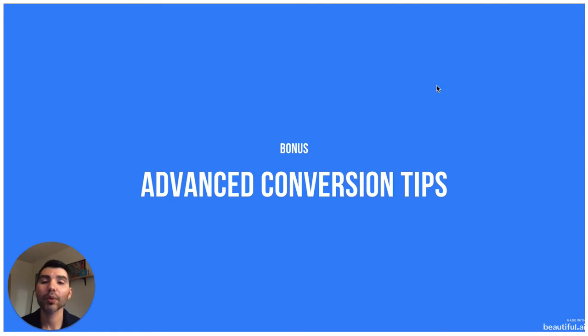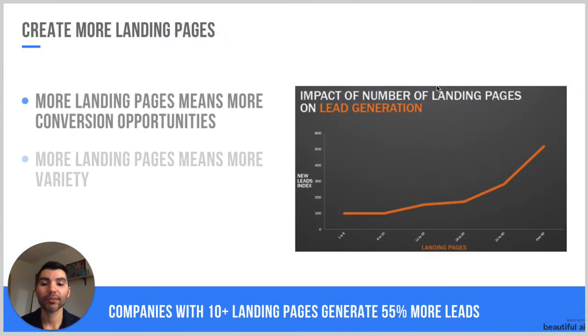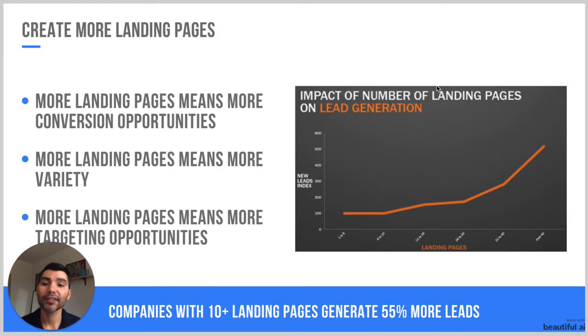And as a bonus, I want to talk about some advanced conversion tips with you today. So first thing, create more landing pages. Whenever you create more landing pages, you have more conversion opportunities, more variety, and more targeting opportunities. Research from HubSpot says that companies with 10 or more landing pages generate 55% more leads. So definitely create more landing pages, especially if you've got different target markets.